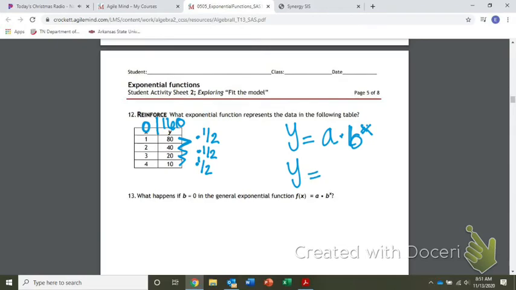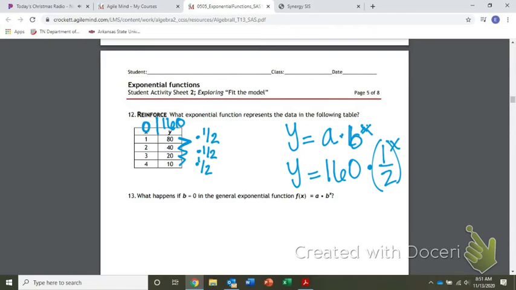All right, y equals, what's my a value? 160. What's my b value? Why did I put 1/2 in parentheses? So I can do the exponent on both top and bottom. Otherwise, it might just look like this, and that's just saying that the x goes to the 1. So you got to do it to both. Okay?